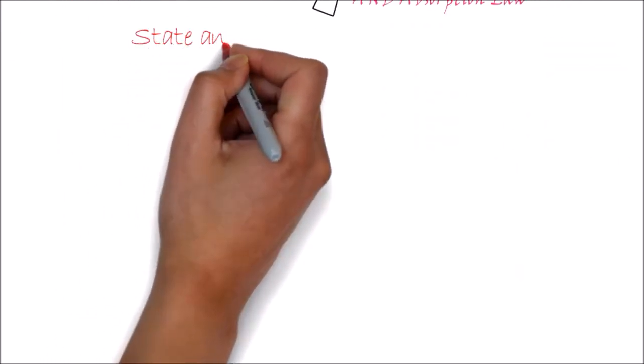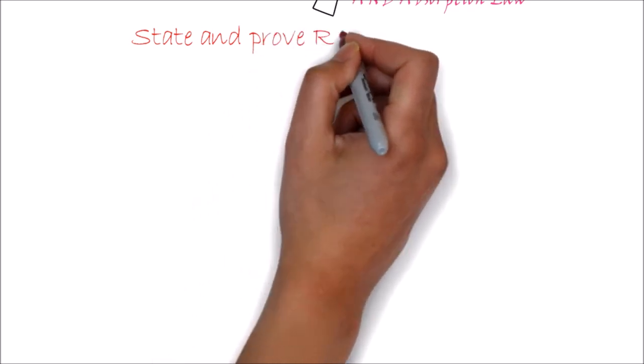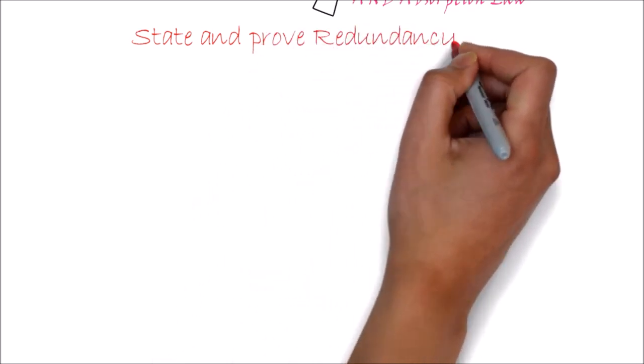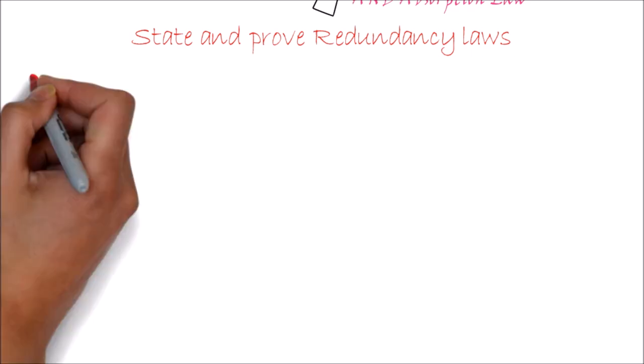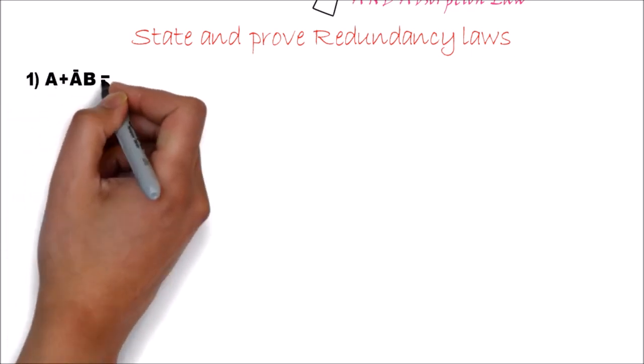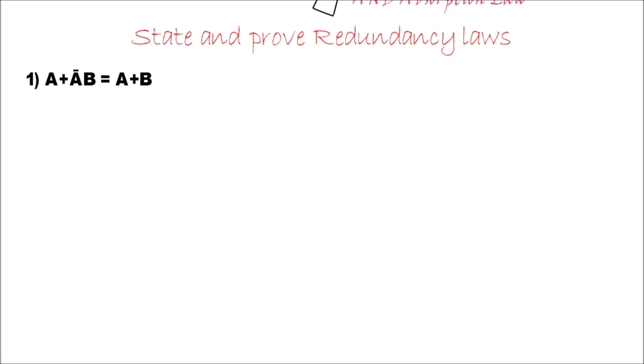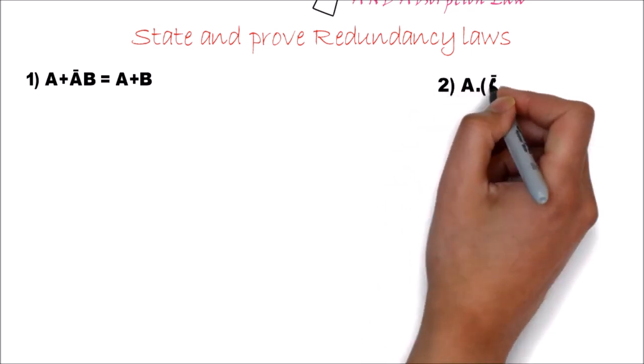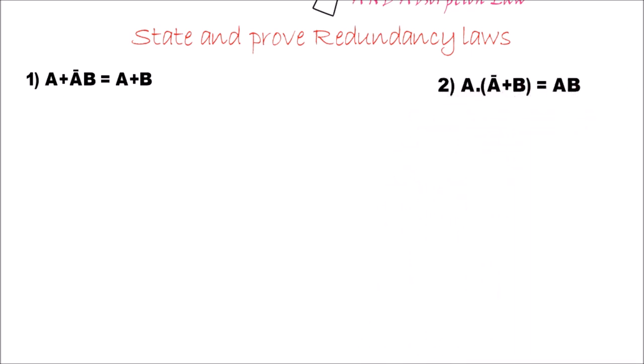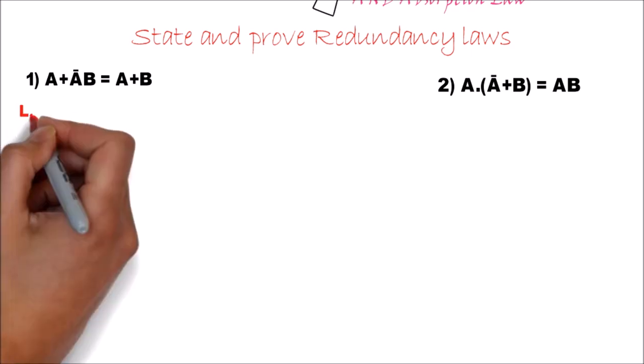Similarly, the second important law can also be proved. The law is the redundancy law. It also has two statements. The first statement says that a plus a bar b is always equal to a plus b, and the second statement states that a dot (a bar plus b) is equal to ab.